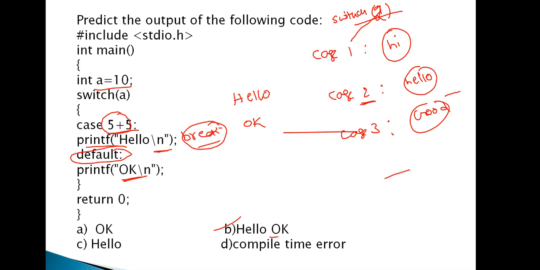But remember, this is not on the same line. Hello. In the next line, we have okay. Why? Because we are using backslash n, right? We are using backslash n.